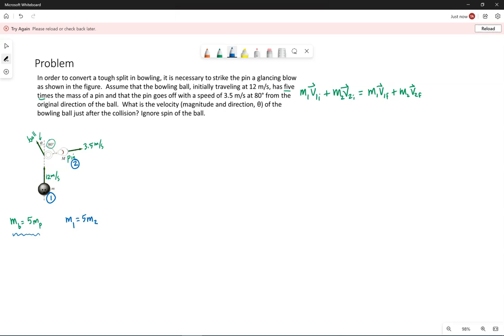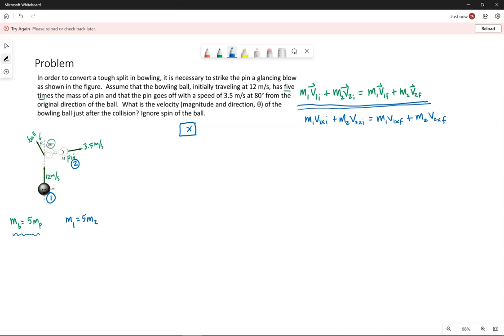Now, because as soon as the ball hits the pin, we have some x direction motion and y direction motion, we do need to look at conservation of momentum in the x direction, independent of the y direction. So we're using this equation, and we're going to use x components of velocities all the way through. And then similarly, we'll do so again with y components.